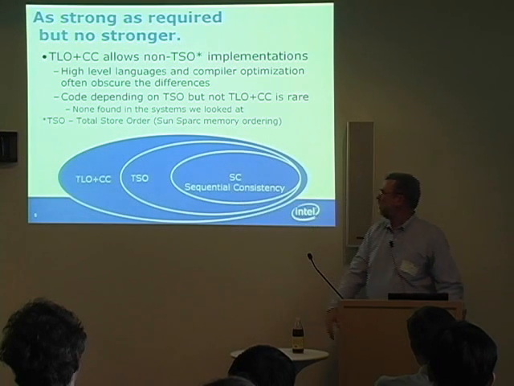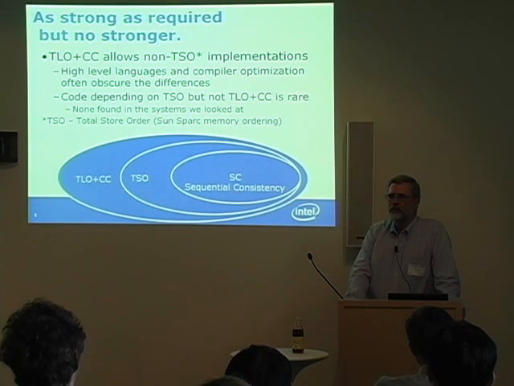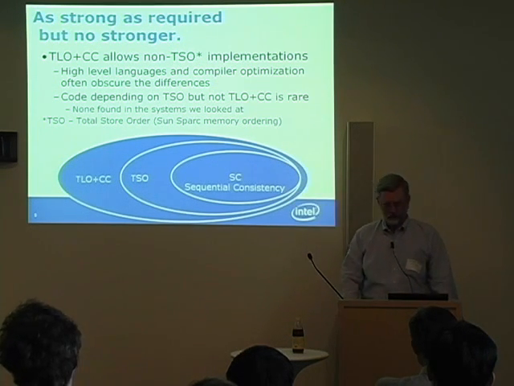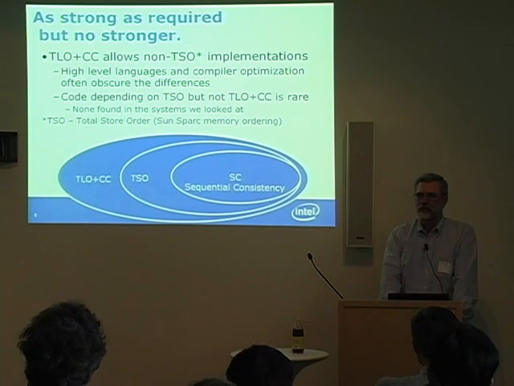Total store order is, for most stores, all the processors will agree on what the order is. You may disagree in the ordering of stores between stores that you make and stores that other processors make. If you're familiar with what a store buffer is, this is typically called store buffer forwarding, and it's what breaks the total order. It's the exception to total store order that you might find in a TSO. And TLO plus CC is what I'll talk about in a few seconds. So those are basically the differences between the 3 different models.